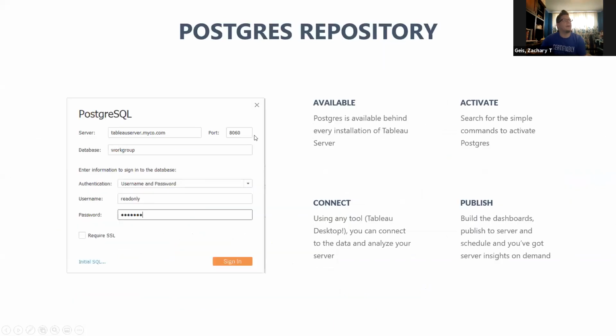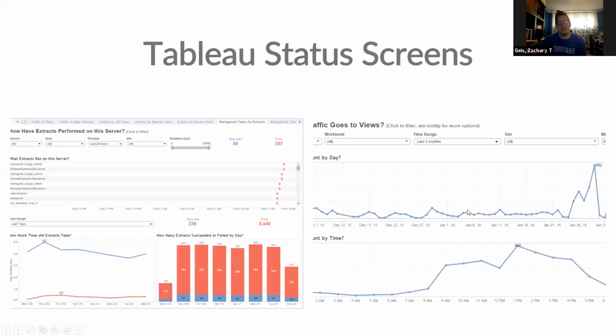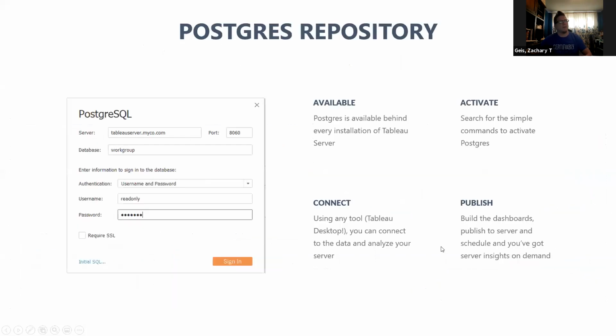Moving forward, all of this data in the Tableau status screens is available in the Postgres repository. The Postgres repository is just a database that sits behind Tableau and does all the work of who should have access, what the content is, the information about that, all that kind of stuff. It's valuable if you're interested in understanding what's available. So just a couple of things you have to do as a server admin: you have to activate it, you can connect to it, and then you can publish dashboards of your own.